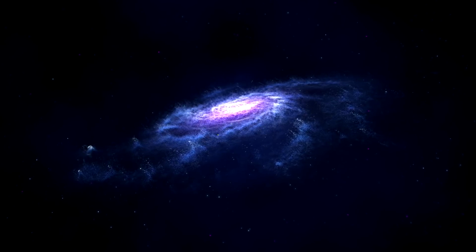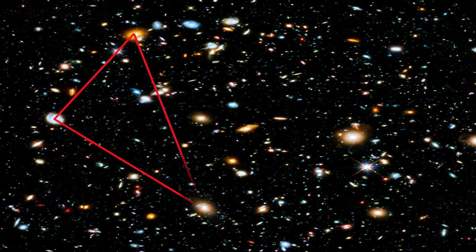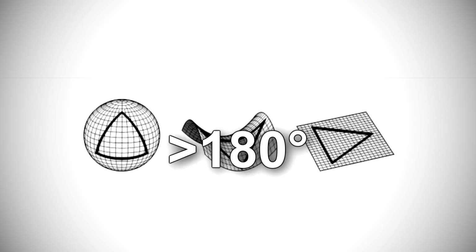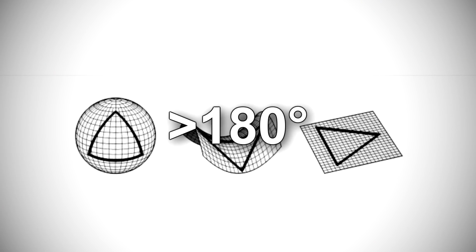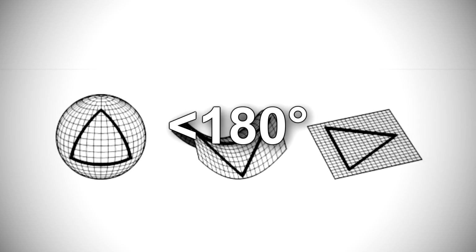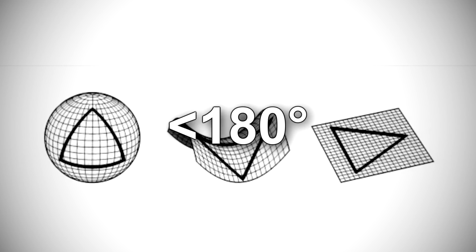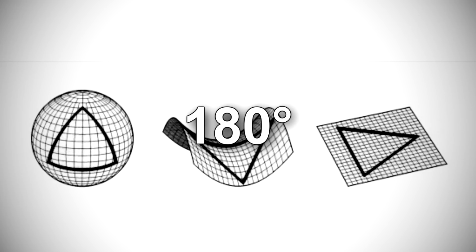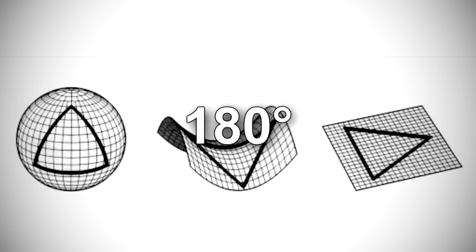Don't even use the stars. Use distant galaxies and draw an intergalactic triangle. Then, add the angles of the triangle. If the number is less than 180 degrees, we live in a negatively curved universe. If it's more than 180 degrees, we live in a positively curved universe. And if it's exactly 180 degrees, the universe will be perfectly flat.